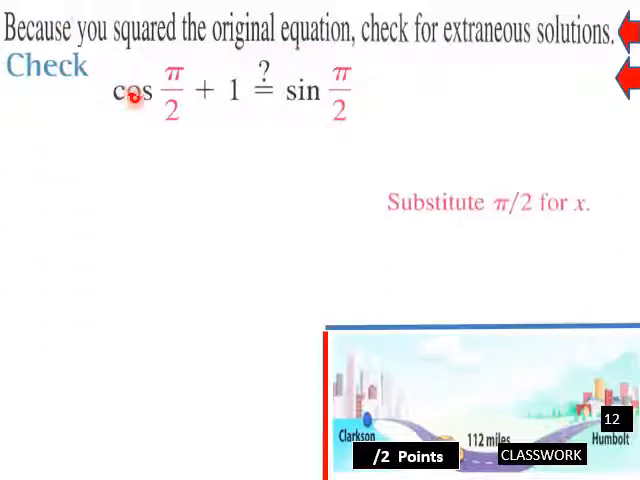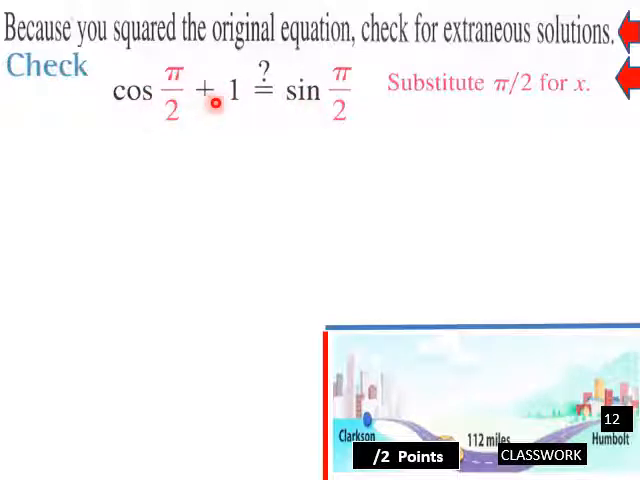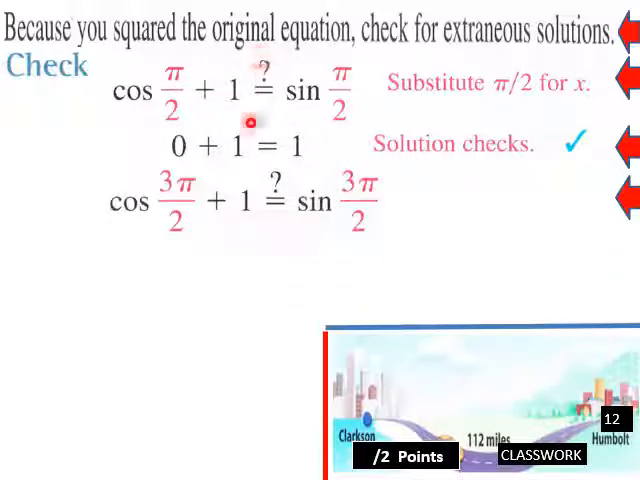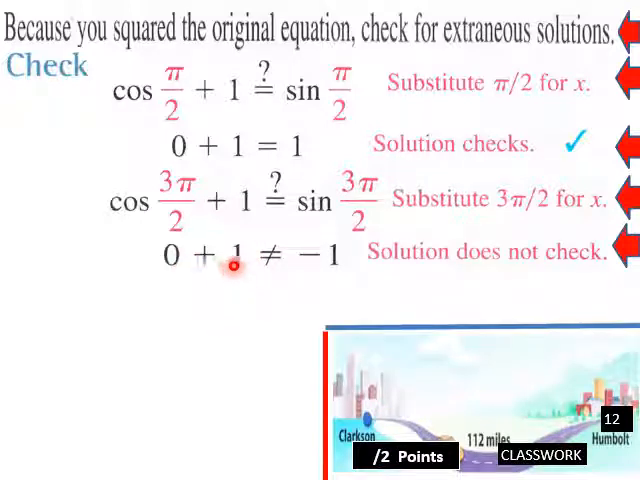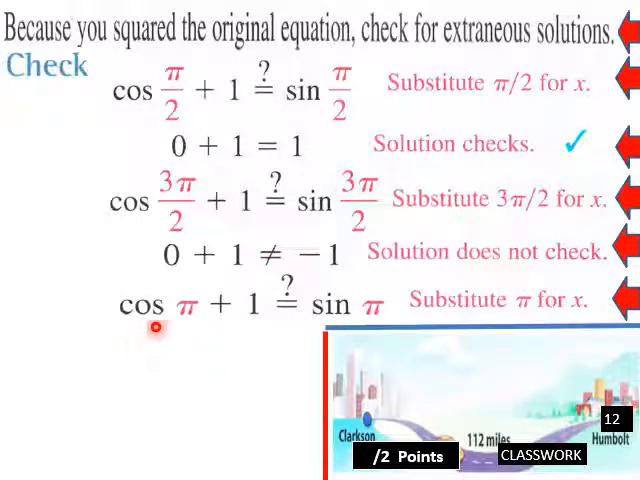Okay, let's get into our next part of this example. Because you squared the original equation, check for extraneous solutions. So our check: cosine pi over 2 plus 1, does that equal sine pi over 2? Substitute pi over 2 for x. So this is 0 plus 1 equals 1. Yep, that one checks. So pi over 2 checks. Now cosine 3 pi over 2 plus 1, does that equal sine 3 pi over 2? So 0 plus 1 does not equal -1, so 3 pi over 2 does not check.